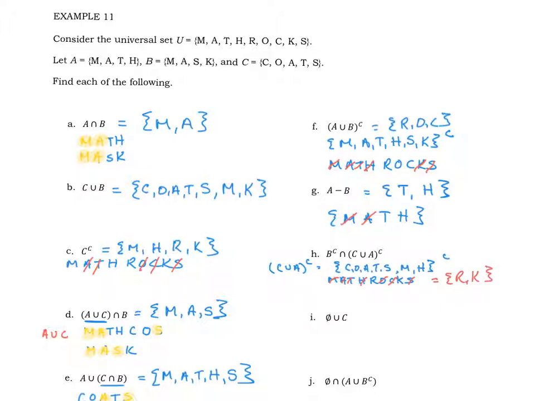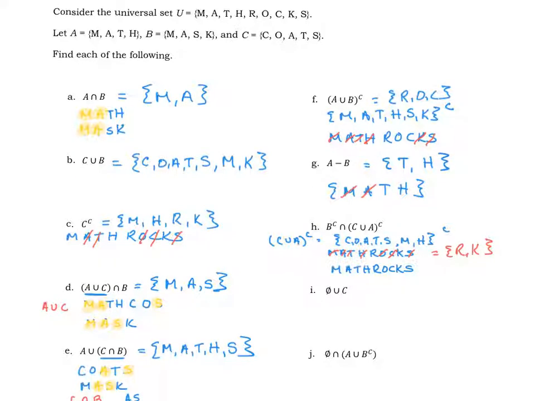So I'm going to pause this and write down the universal set so I can get my complement of B. So there's my universal set, and if I want to find the complement of B, please recall that I will cross out every element that was in set B from the universal set. So I am left with T, H, R, O, C.